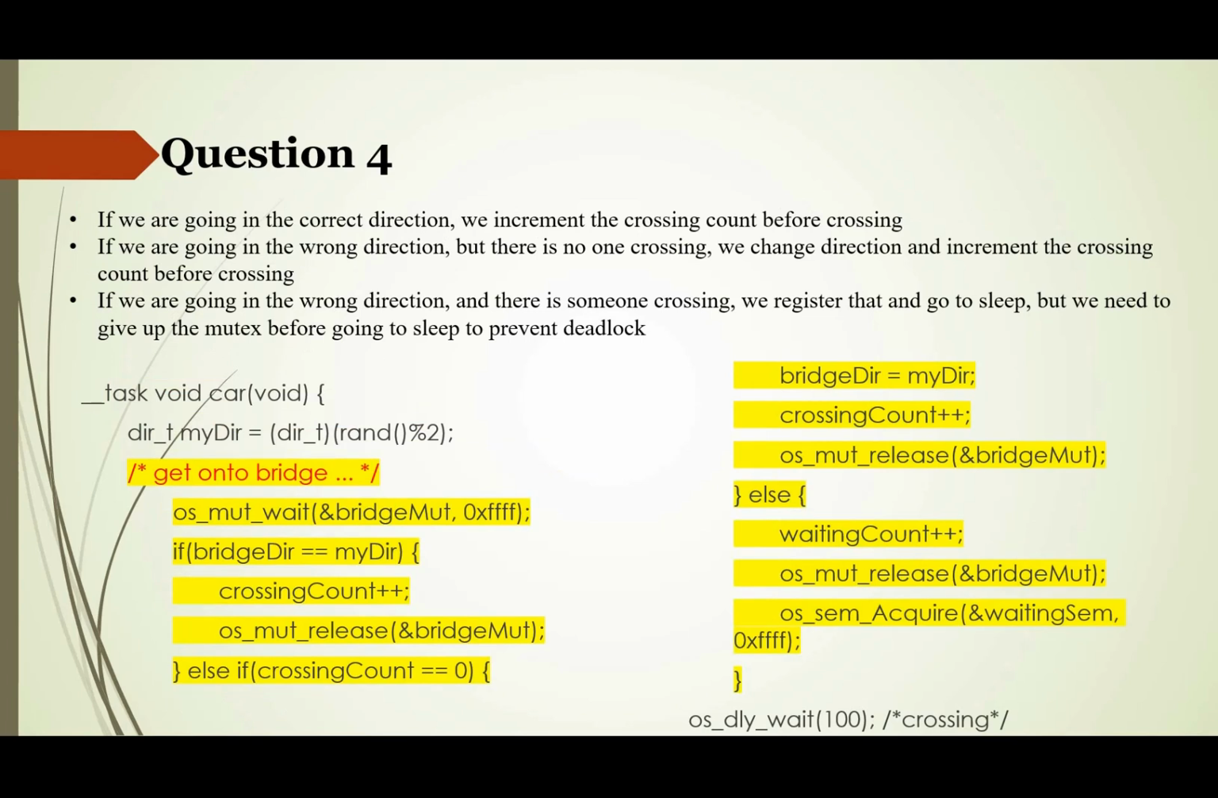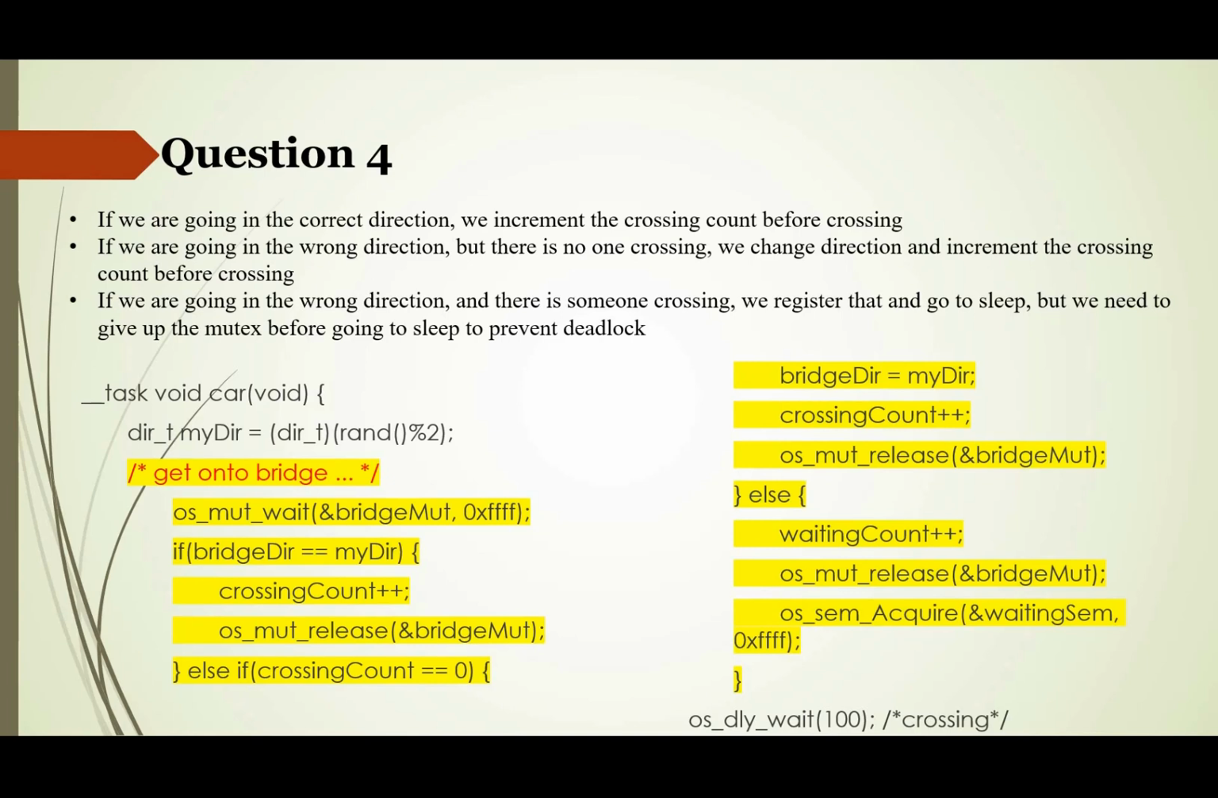So what should we do here, really? Basically, if we are going in the correct direction, we should increment the crossing count before crossing, right? And if we are going in the wrong direction but there is no one crossing, we change the direction and increment the crossing count before crossing. If we are going in the wrong or opposite direction and there is someone crossing, we register that thread or car and go to sleep. Basically, we need to wait until everyone crossing is done. Then we change the direction and then we go, right?